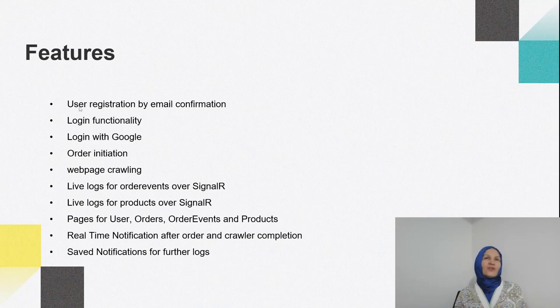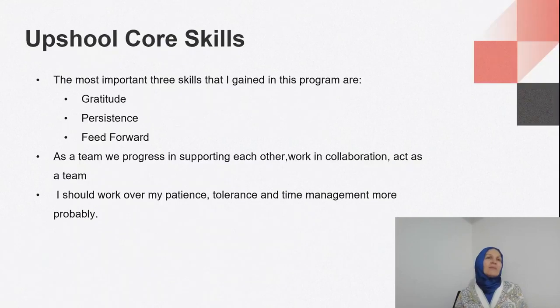What are our features? I'll be presenting a long presentation, so I'll just cut it short. There's user registration, email confirmation, and login functionality with normal login and register functions. We have login with Google as well. The order is initiated, the web page is crawled, and we have live logs for order events and products over SignalR. We have pages for users, orders, order events and products, and of course real-time notifications after the order and crawler completion. We also have some saved notifications as well.